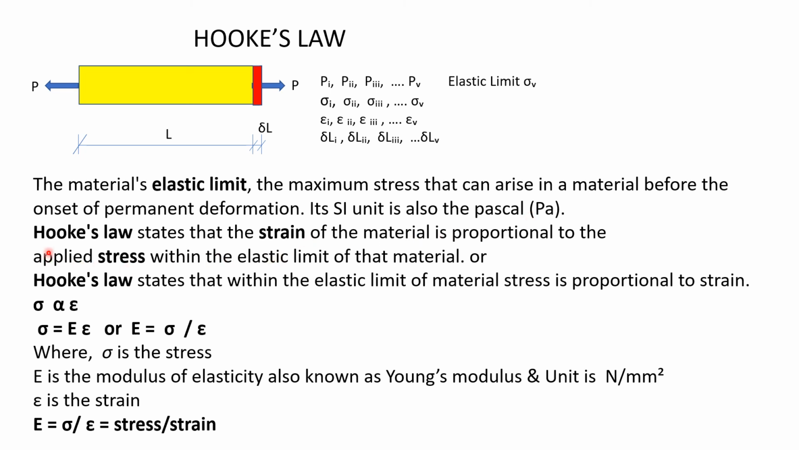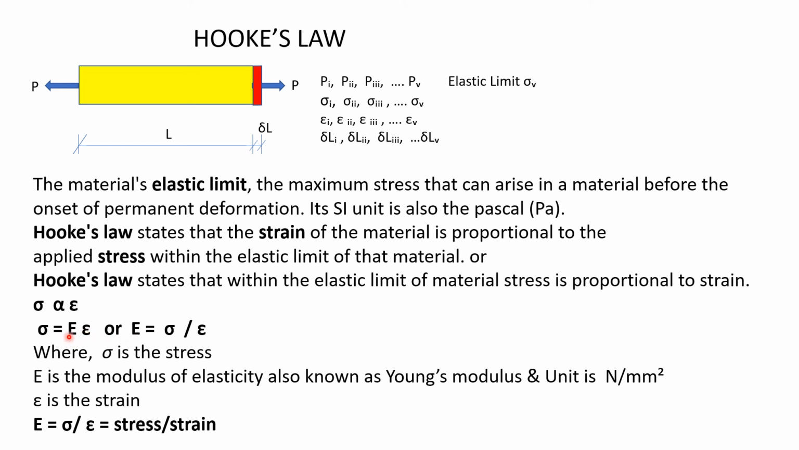Now let us come to Hooke's law. Hooke's law states that the strain of a material is proportional to the applied stress within the elastic limit of that material. So within the elastic limit, stress and strain are proportional. In other simple words, within the elastic limit of a material, stress is proportional to strain. So this stress sigma is proportional to strain. If I remove the sign of proportionality, sigma becomes sigma is equal to capital E into strain.